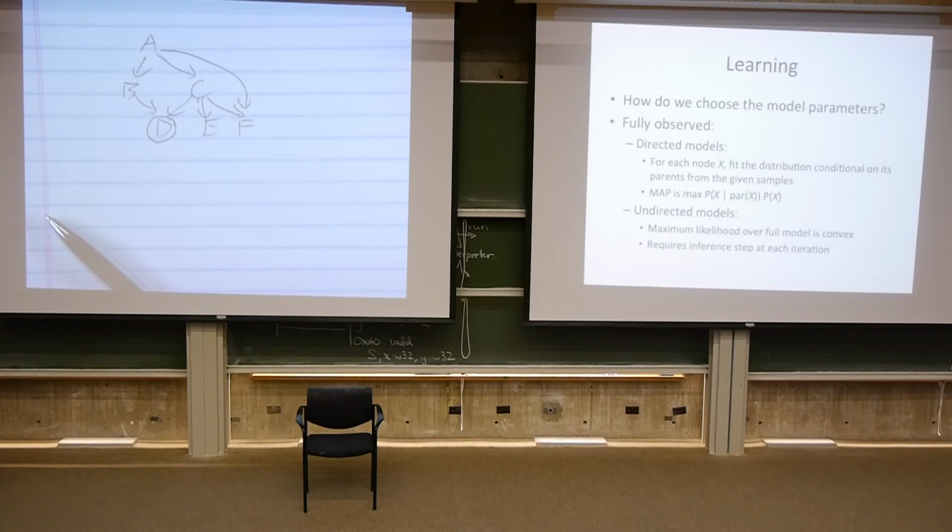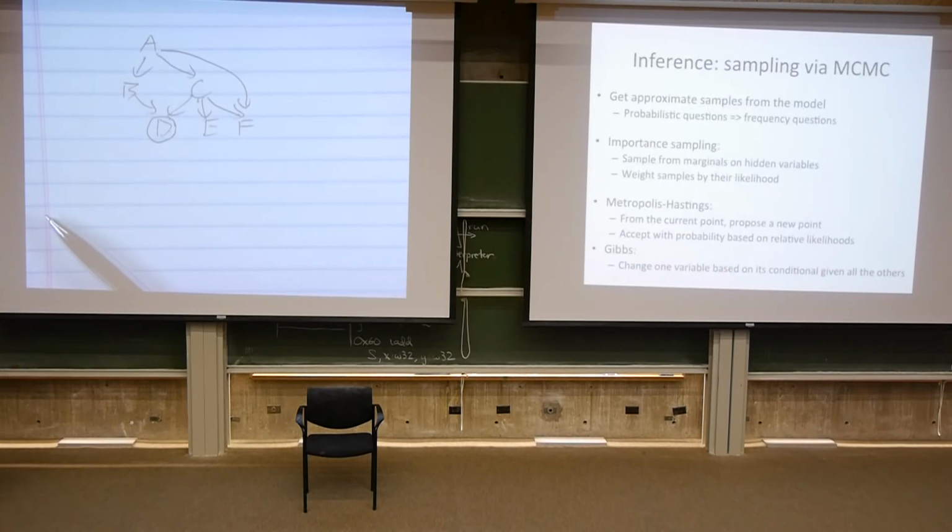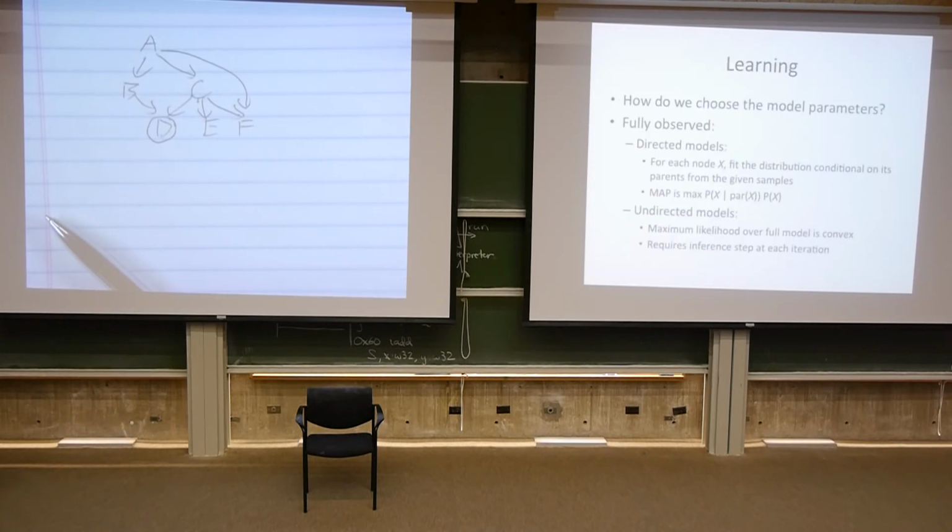Okay. So we just talked about when you have a model, what do you do with it? So is everyone more or less happy with how to do inference? Not necessarily the details of all the algorithms, but you have a general sense of how inference works? Okay. So how do you get the model?